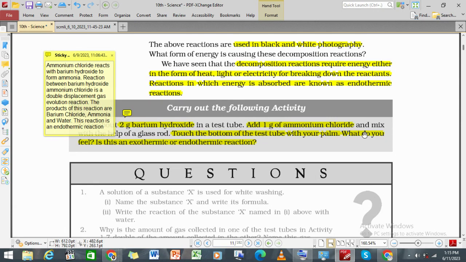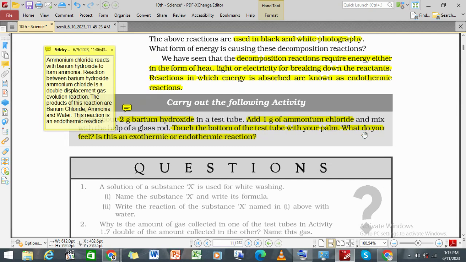All right. And the reaction between the barium hydroxide and ammonium chloride is a double displacement reaction. That means displacement reaction has been taking place, and the products of this reaction are barium chloride, that is from barium hydroxide to barium chloride, and ammonia is formed along with H2O, and this reaction is an endothermic reaction.